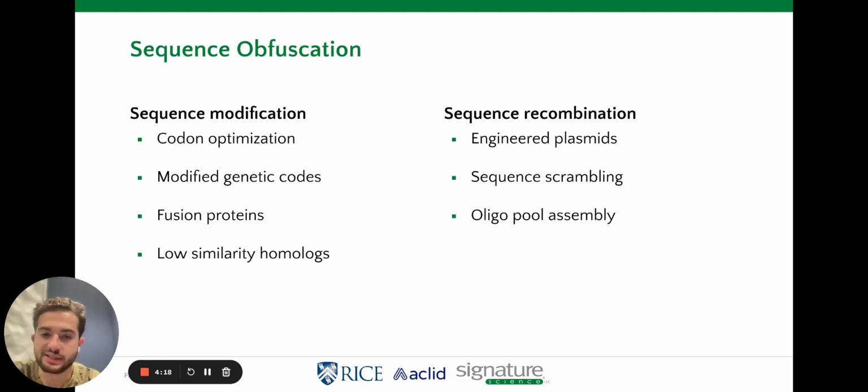Sequence obfuscation is a complicated topic of its own, but some common examples are codon optimization, engineered plasmids, and oligo pool assemblies. These oftentimes have a good scientific purpose, like optimizing yield of a protein or creating a custom construct that might be easier to assemble in-house. We'll go through an example now of an initial DNA screening implementation that misses a controlled region, followed by a reparameterization that corrects this.